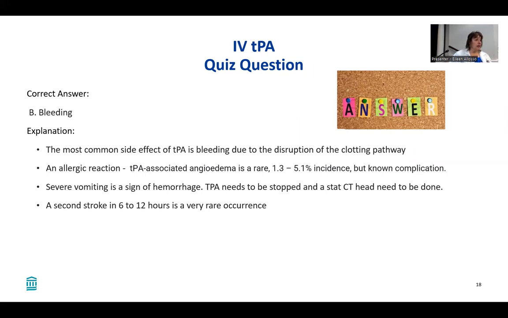People can have allergic reactions to TPA. The most common allergic reaction is angioedema, but that happens in a very small percentage of the people who get TPA.